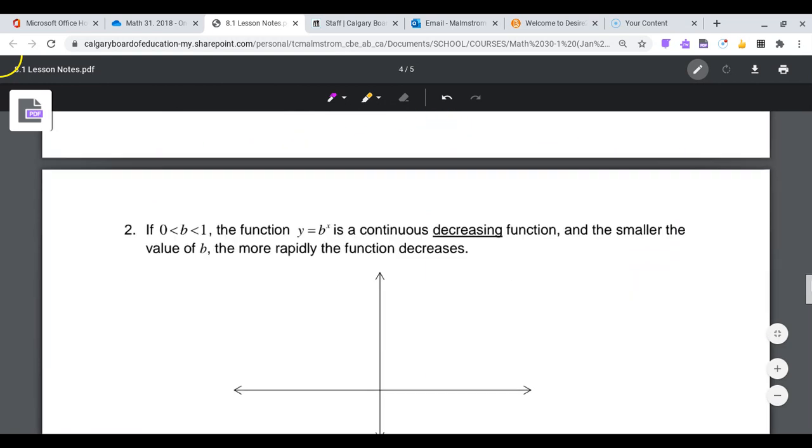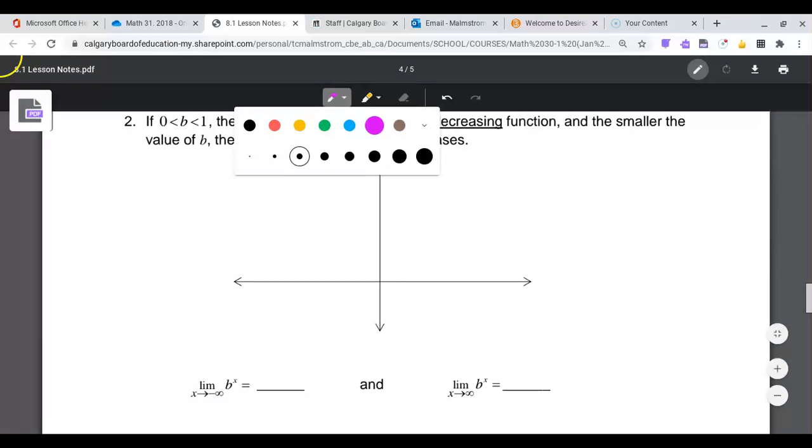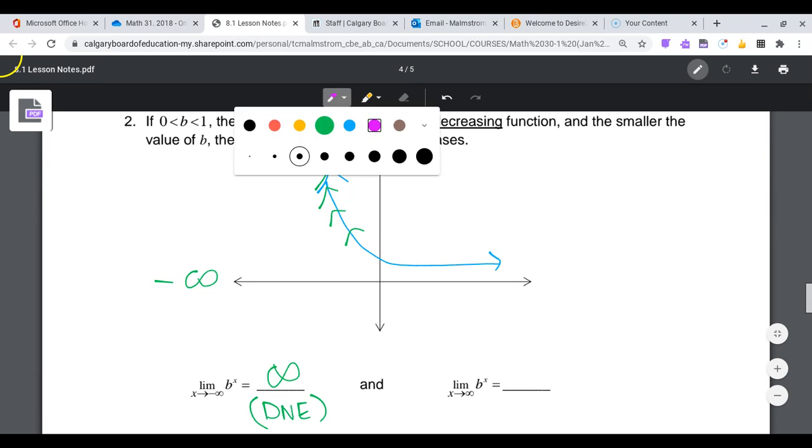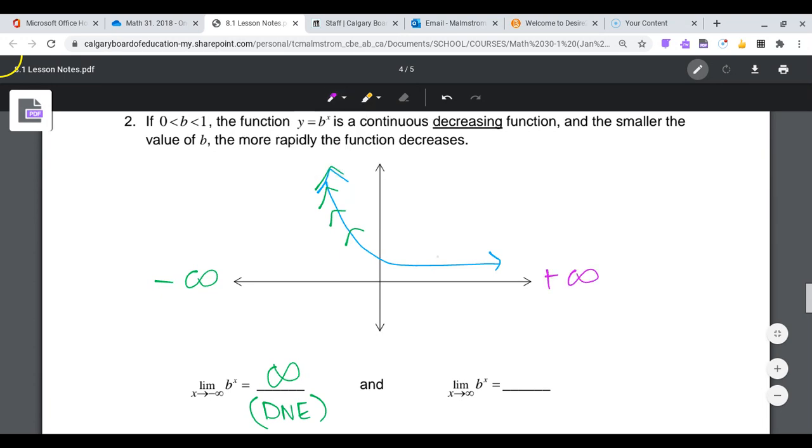And then if we look at when b is between 0 and 1, we have a decreasing function. And the smaller the value of b, the more rapidly the function is going to decrease. So this time, if I look at x approaching negative infinity, my graph is getting infinitely large. Again, that doesn't really exist for a limit, but for the purpose of my graph, I want to know that it's going up to infinity. And then as x gets infinitely large, I'm approaching that horizontal asymptote, so the limit is going to 0. All right, so just keep those graphs in mind for curve sketching purposes. It's not so straightforward for limits.